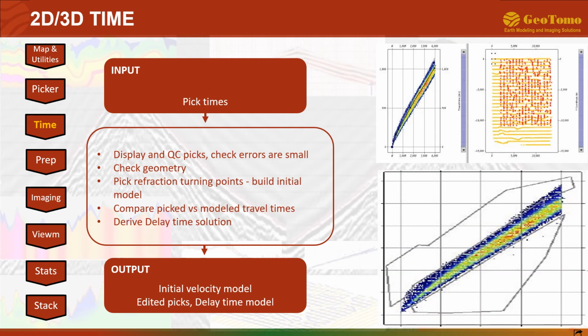In the Time module, users may display and edit picks, compare picked versus model travel times, and check errors are small, then construct an initial model by picking the turning points on the offset travel time graph. The delay time statics method is also computed in this Time module.